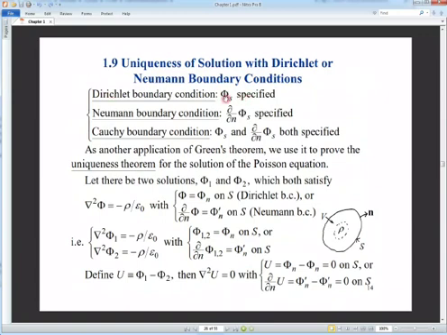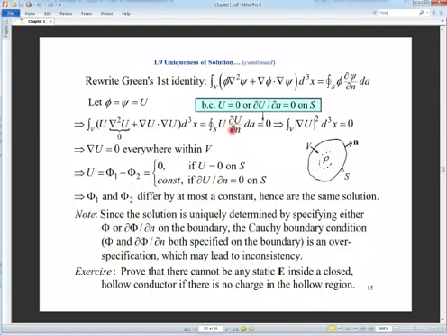Dirichlet condition, phi is equal to 0 on the surface. For Neumann conditions, the derivative of phi over n is equal to 0. You remember? So you put these conditions on the equation here, and you can have del u equal to 0 everywhere within this volume, and u is equal to phi 2 minus phi 1.